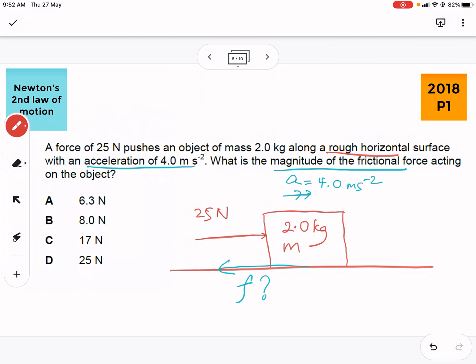Now based on this free body diagram, we apply Newton's second law, F equals ma. So net force in the forward direction is 25 newtons minus the frictional force, equal to the mass, 2 kg, multiplied by the acceleration, 4. From there you can easily work out the frictional force. You calculate and you should obtain the answer of 17 newtons, which is C.